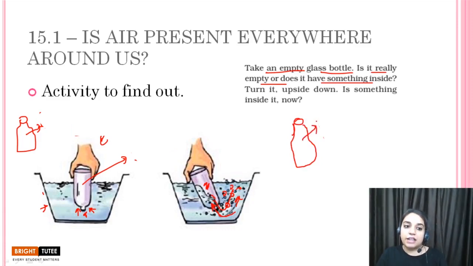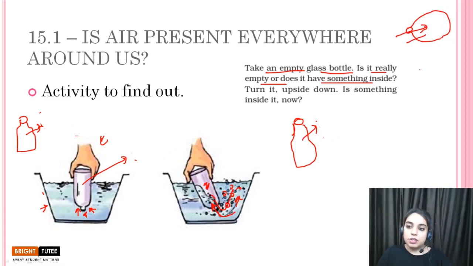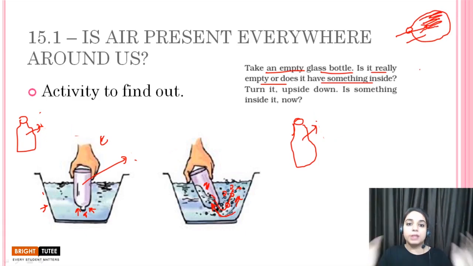So children, this is an activity which proves the presence of air, and it proves that air is present everywhere around us. We can prove the presence of air with one more interesting example, where you are blowing a balloon. When you are blowing a balloon, what are you doing? You are filling this balloon with air, right? So when you are filling it with air, it means that air is present around us, and air is occupying space. That is why the balloon is becoming bigger. So children, these are all the activities and the examples from daily life which prove the presence of air everywhere around us.